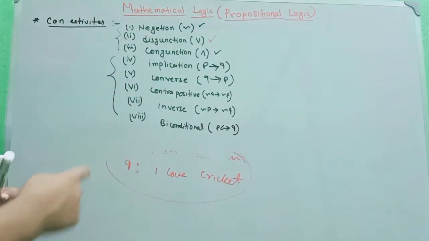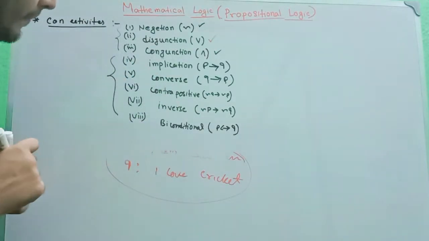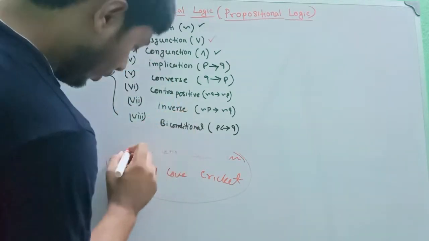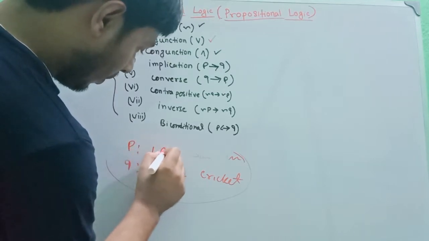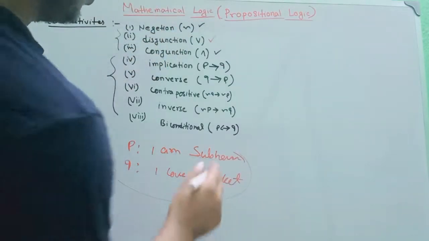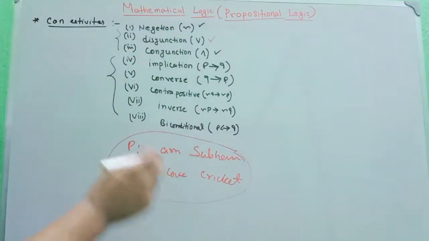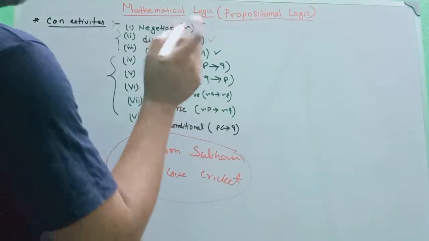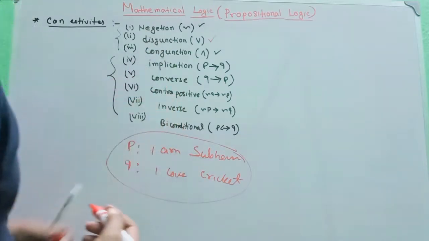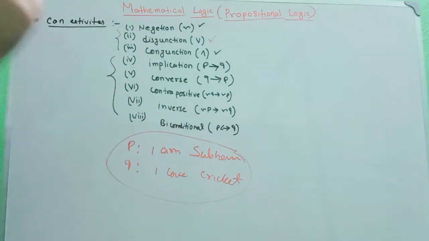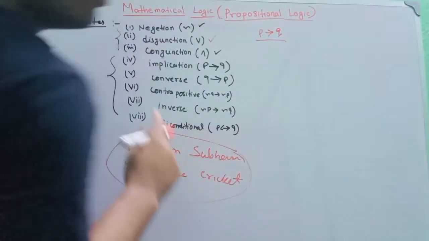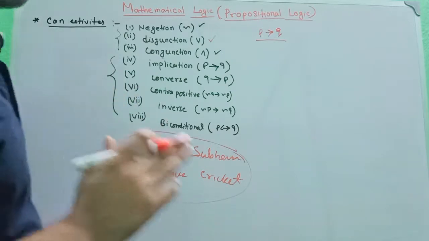Okay, so in this video we just learn about implication, converse, contrapositive and inverse. In my previous video you saw the negation, disjunction and conjunction. So in this video, implication, converse and contrapositive. Implication means P implies Q. This is most important and most complicated.